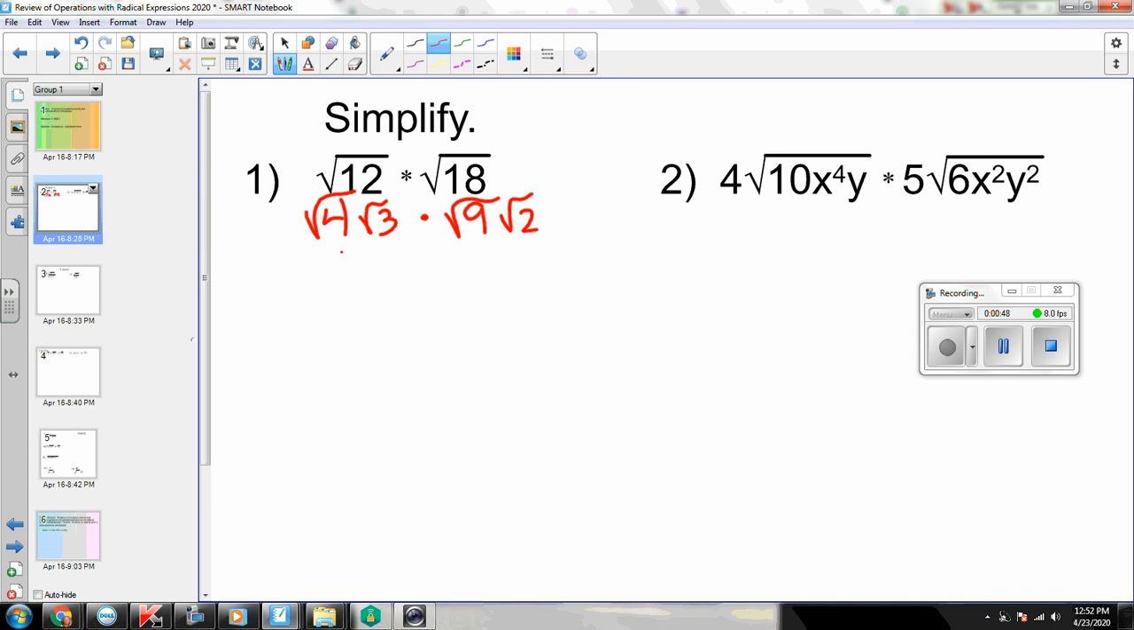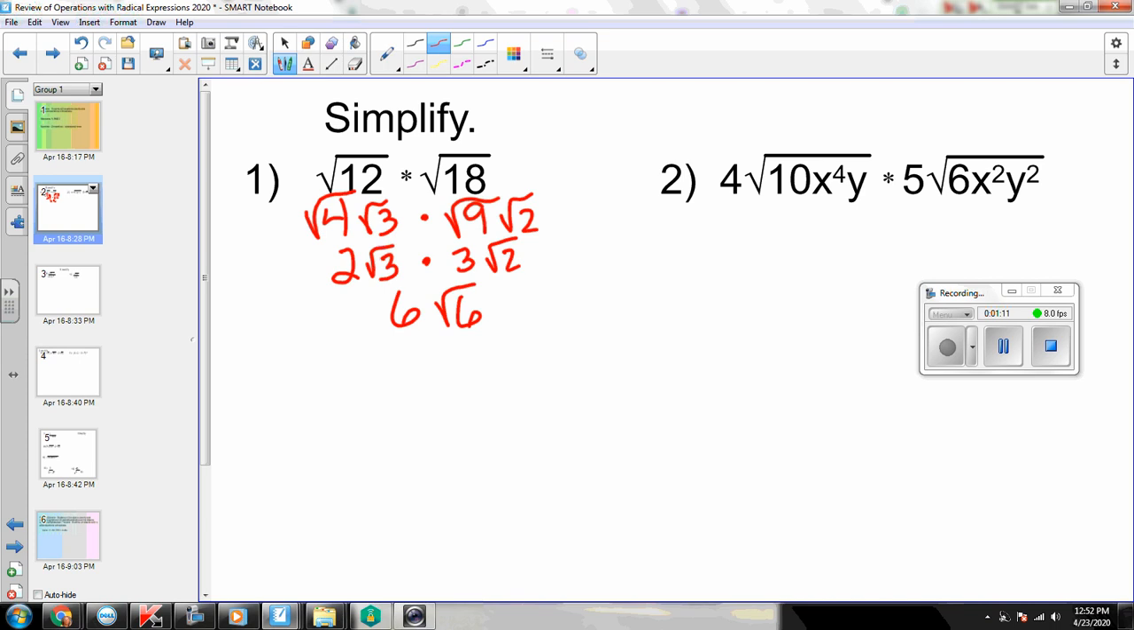If I take the square root of 4, I get 2. So this is 2 radical 3. Square root of 9 is 3. This is 3 radical 2. Now I can multiply these. 2 times 3 is 6. 3 times 2 is 6. There are no perfect square numbers that go into 6. So my final answer is 6 radical 6.